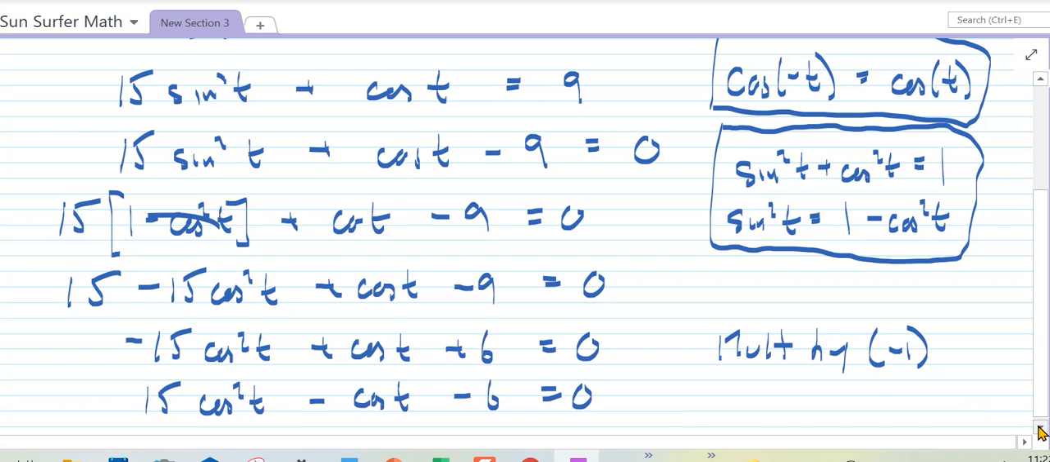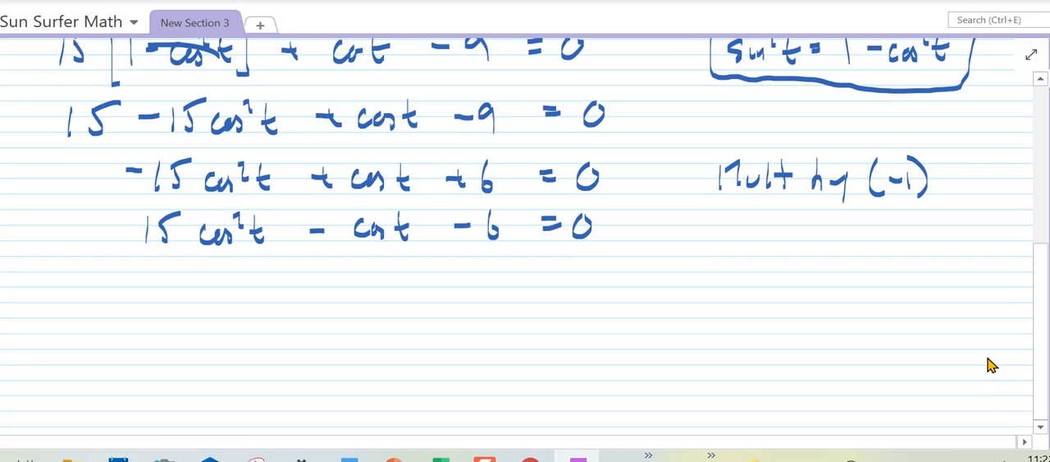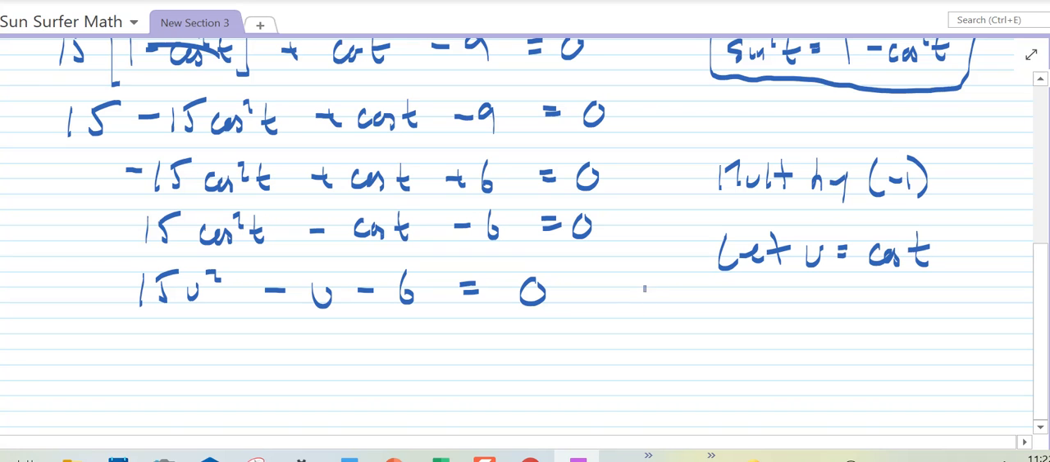And now I've got it set up where it is actually factorable. But first, let's just do our u substitution. Let's let u be equal to the cosine of t, and that'll be something that is a little easier to work with. Minus u minus 6 equals 0. So we have a trinomial, and we want to factor this into two binomials.